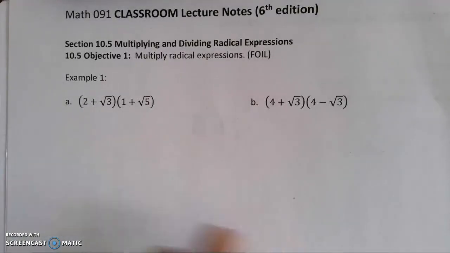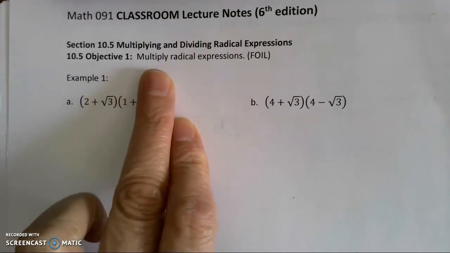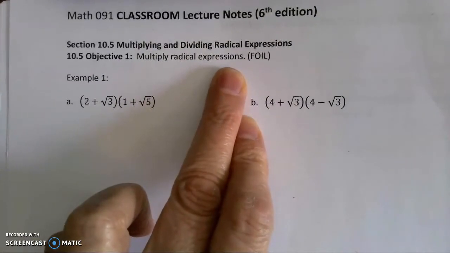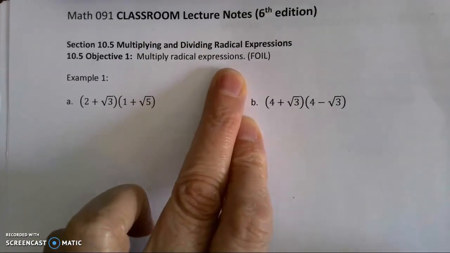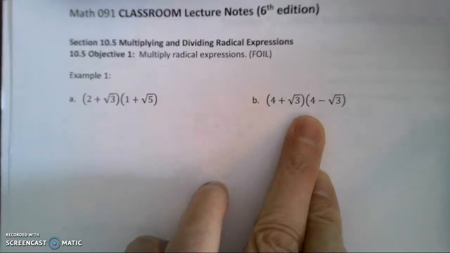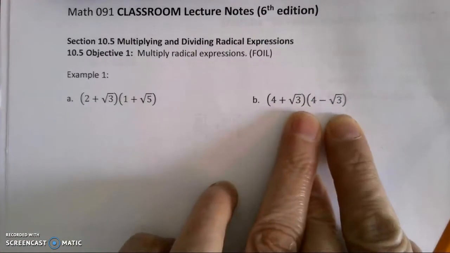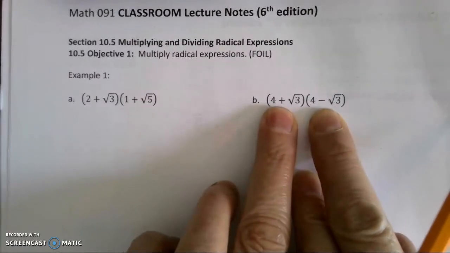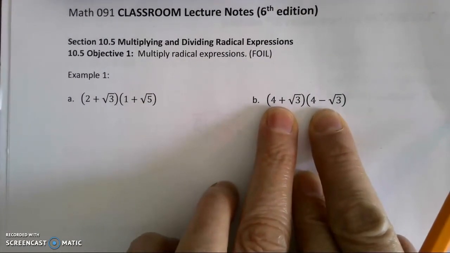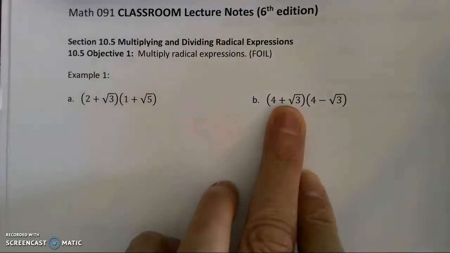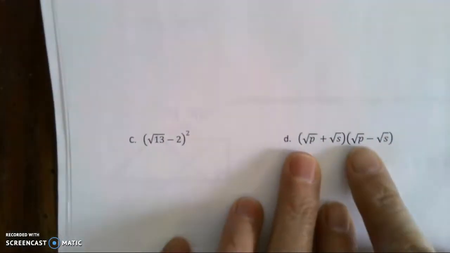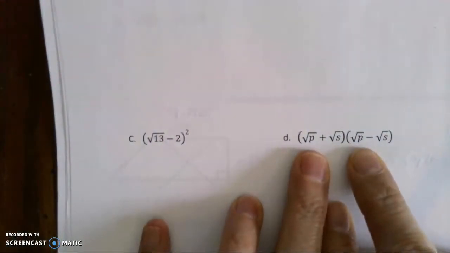Section 10.5, Objective 1, we're going to be talking about multiplying radical expressions. Before I do that, I do want to talk about conjugates. This is an example of a conjugate. A conjugate is where the first term is the same, the second term is the same, but the sign between the two is different. Those are called conjugates. So this would be a conjugate, and also this one down here.